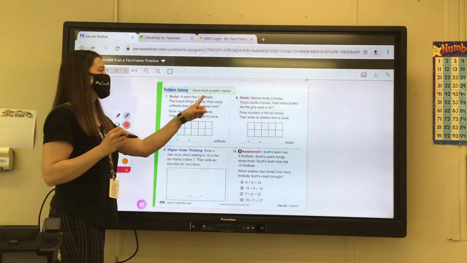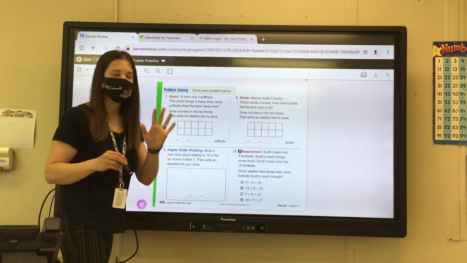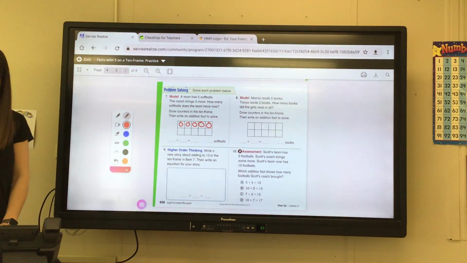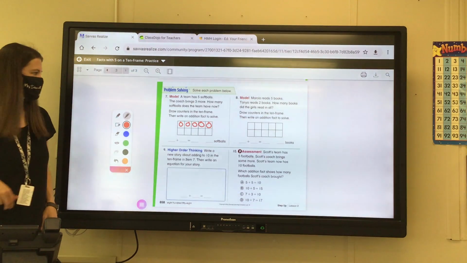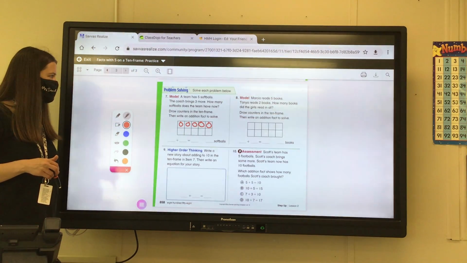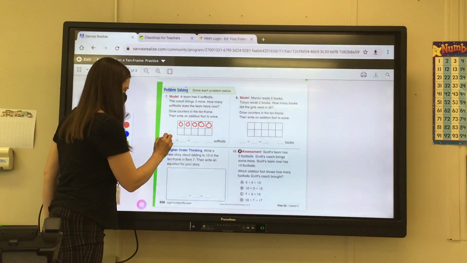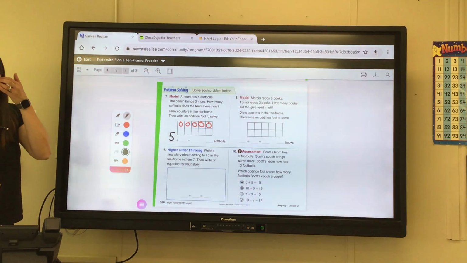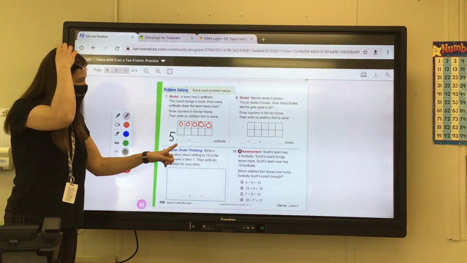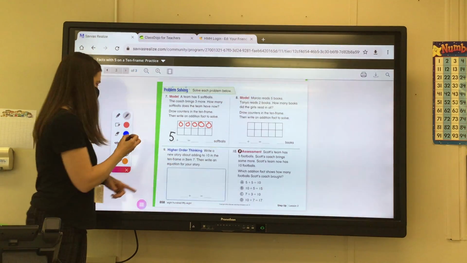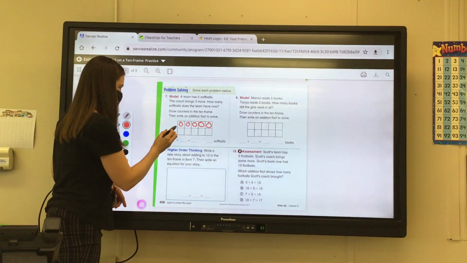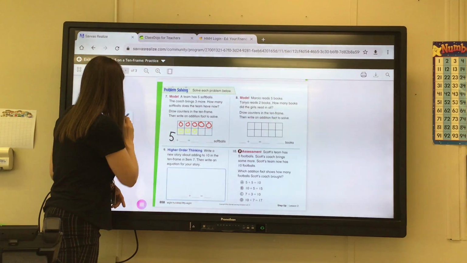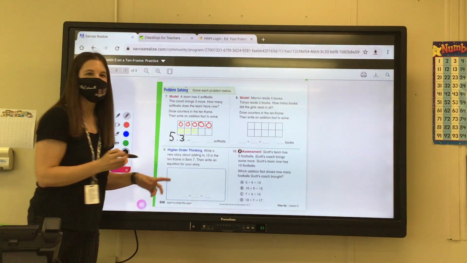So how many softballs did the team have to start with? 5. So draw those 5 counters. Okay, draw those in there. You can make them red, yes. And then you're going to write that number 5 here. We have 5. How many more did the coach bring? 3. Okay, so there's 3 more. So you can draw them in yellow if you want, or you can draw them in red. You're drawing 3 more. So plus 3 equals how many altogether?